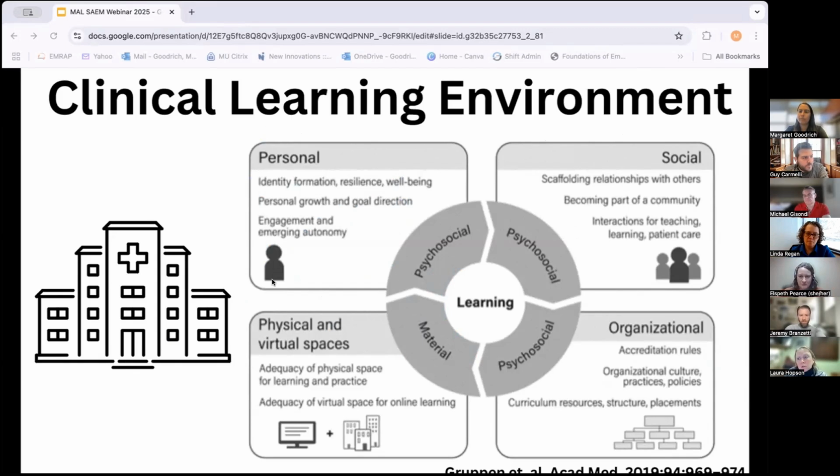So the personal learning environment is a learner's individual characteristics. You have their social networks and communities, both intentional and accidental. And here is one of those areas where you're going to see teaching or instructing others as a real motivator for learning, along with patient care. And then you get into organizational and physical and virtual spaces in which the learning occurs. And all of these domains really have an impact on our learners and their ability to be effective learners and develop themselves.